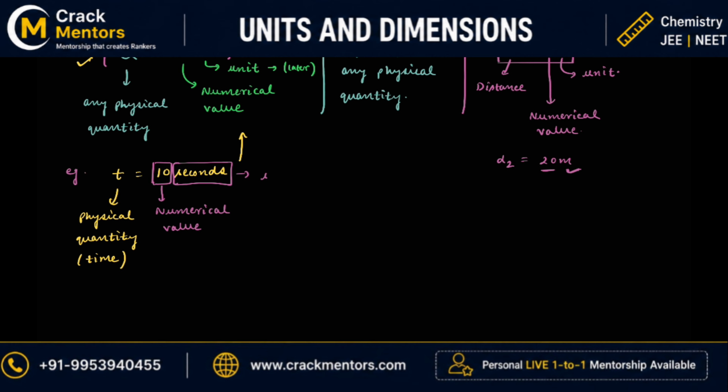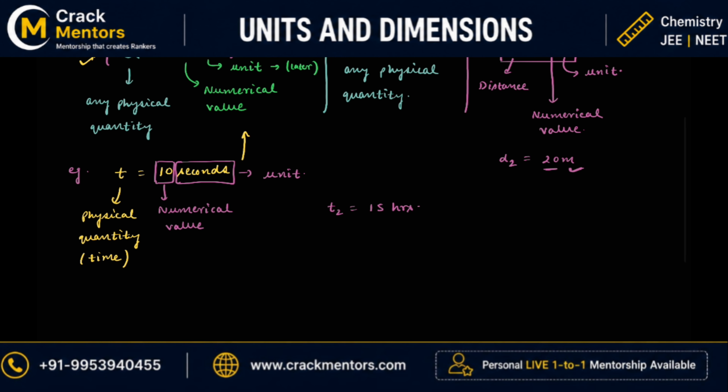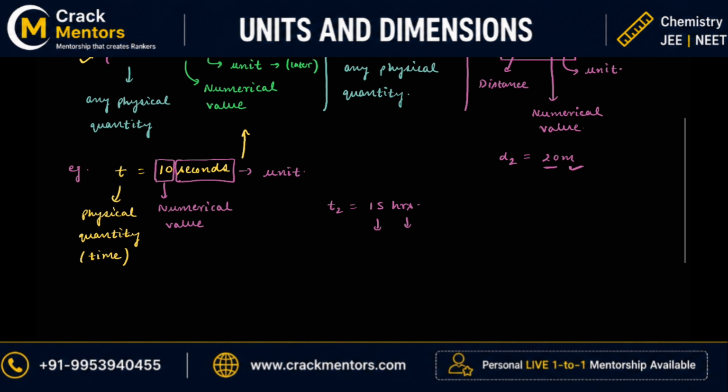And what is seconds? It is the unit. We can say a process takes t2 equals 15 hours. Again, this is the numerical value that signifies the amount, and this is the unit. Here the unit is different, because the unit of time is seconds, but sometimes you can use hours as well, not the standard unit, so please don't get confused. This also follows this format.